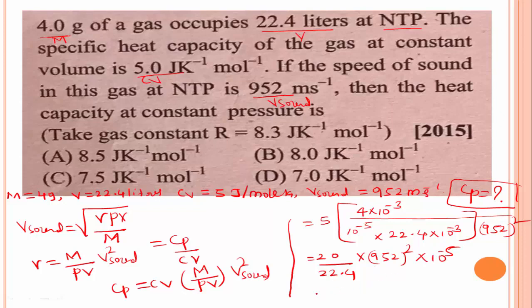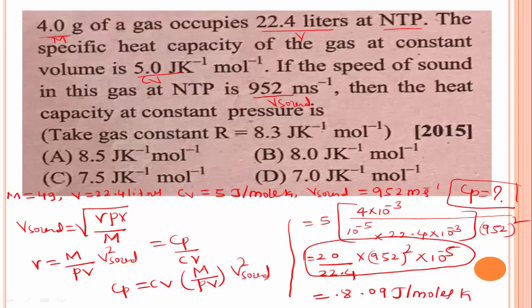Due to shortage of space, I directly write the answer here. When you calculate this value, try to solve it yourself. Finally you get the answer 8.09 joules per mole Kelvin. The option B is the right answer.